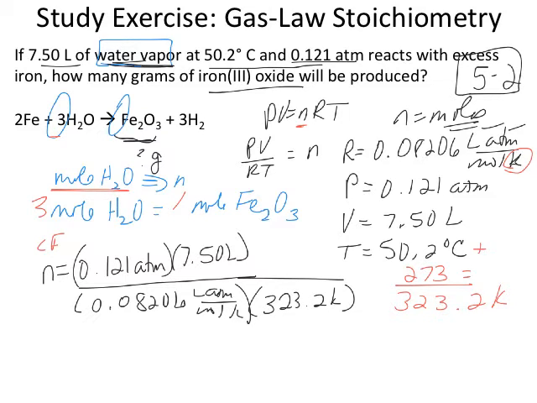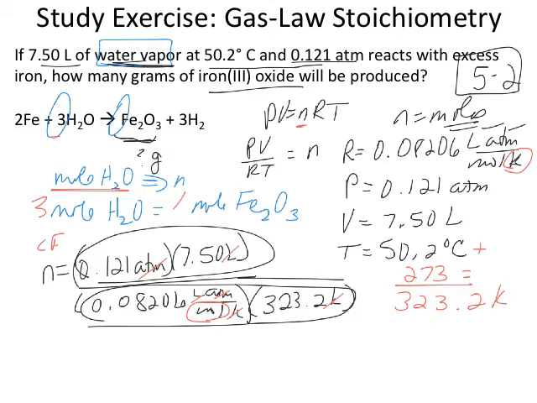Now, what I like to do is I like to check off my units to make sure that N is going to be in moles. Atmosphere, atmosphere, liter, liter, Kelvin, Kelvin. And so there's the mole. So when you put this in your calculator, 0.121 times 7.50, all that divided by 0.08206 multiplied by, I would multiply these terms on the bottom, and I would multiply these terms on the top, and then divide them.